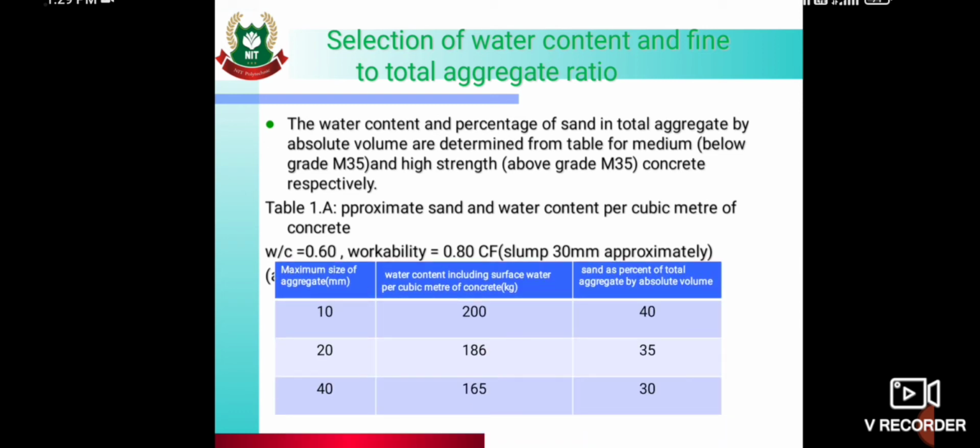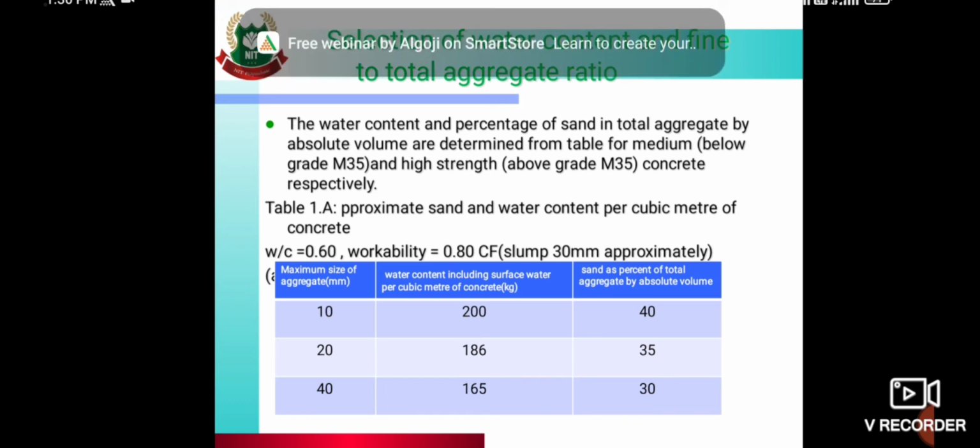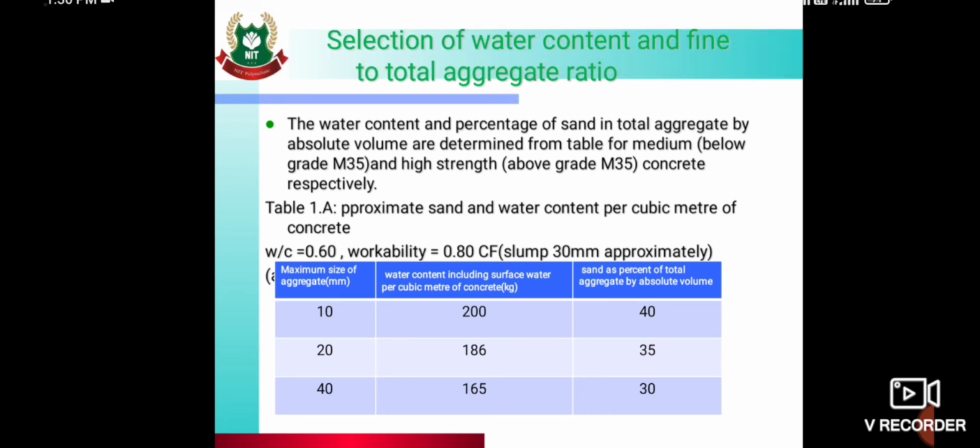So in this table we have given maximum size of aggregates, water content including surface water per cubic meter of concrete, and sand as percent of total aggregate by absolute volume. So if maximum size of aggregate is given for workability, look here, for workability water cement ratio 0.60 and for workability 0.80 compaction factor.